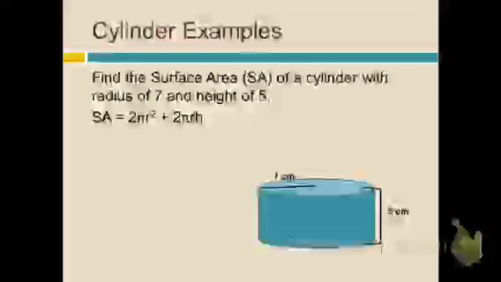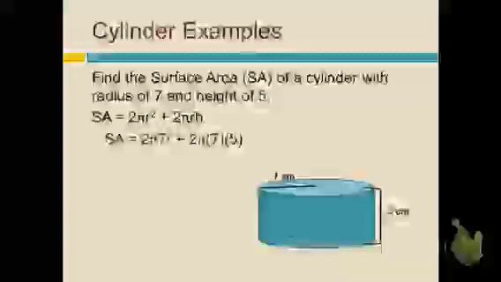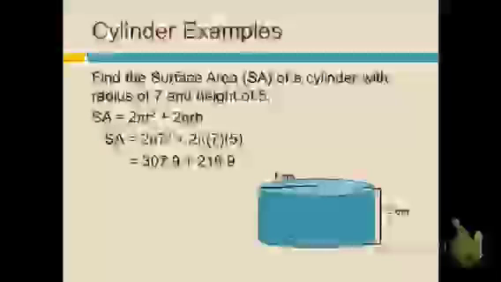In order to find the surface area of a cylinder, we use the equation surface area equals 2 pi times the radius squared plus 2 pi times the radius times the height. If I want to find the surface area of a cylinder with a radius of 7 and a height of 5, I substitute 7 for r, 5 for h, simplify, and find that the surface area is 527.8 units squared. Surface area is an area. It's really a two-dimensional shape, so our units are always squared.